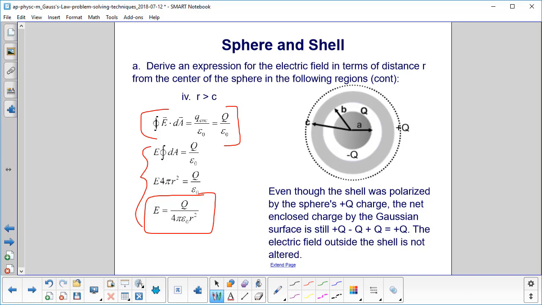So even though the shell was polarized, as we explained in the last step, and we found that there was a negative Q on the inner part of the shell and a plus Q on the outer, when you add all these charges together, Q on the sphere, minus Q, plus Q, you still get plus Q, which is nice. So the enclosed charge is plus Q, and this is valid.